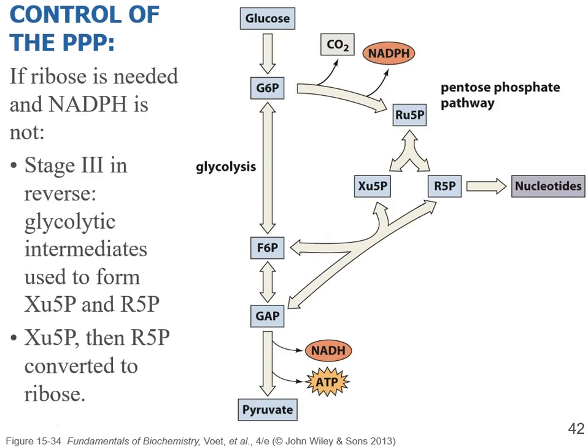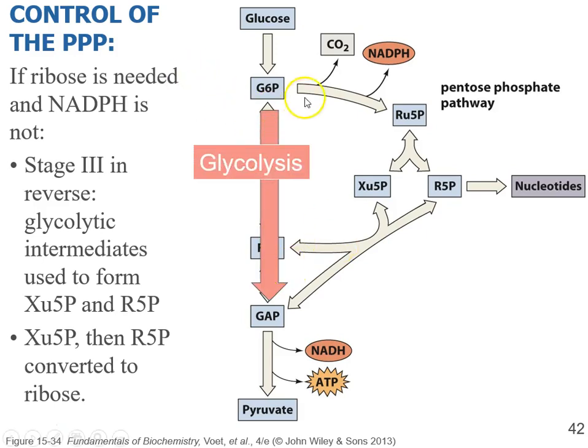So what you would do is, if you start out with glycolysis to give you fructose 6-phosphate and glyceraldehyde 3-phosphate, you could then carry out stage 3 in reverse. You might have noticed when we were going through stage 3 that all of those reactions were reversible. In this case, you'd get 2 molecules of xylulose 5-phosphate and then 1 molecule of ribose 5-phosphate. And then you would convert these molecules to ribose 5-phosphate, and then that could be used for nucleotide biosynthesis.